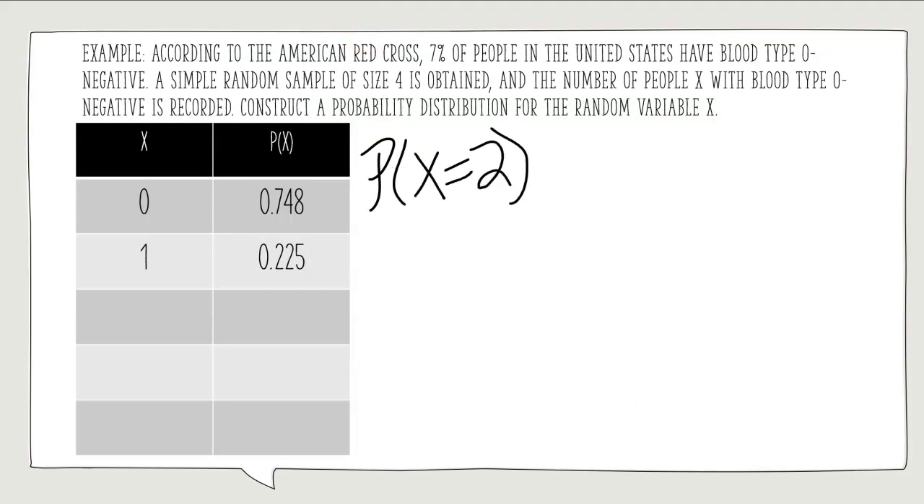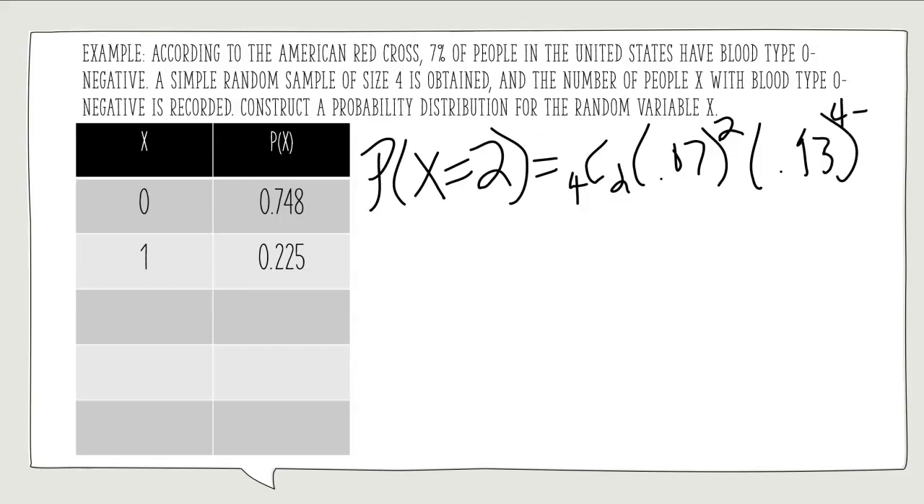And I just went and typed in those values in the chart so that it'll be more neat than me writing on the screen for this one. So for x equal to 2, that's going to be 4 choose 2 times 0.07 to the second power times 0.93 to the 4 minus 2 power. So hopefully you're starting to see the pattern in the formula.